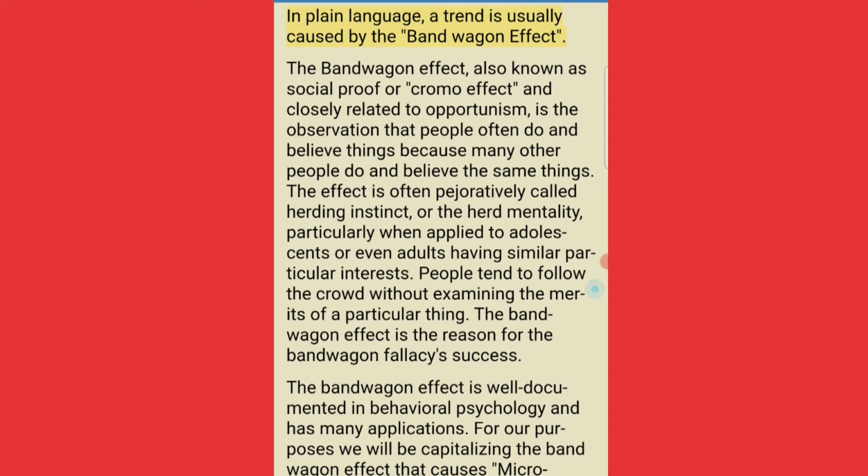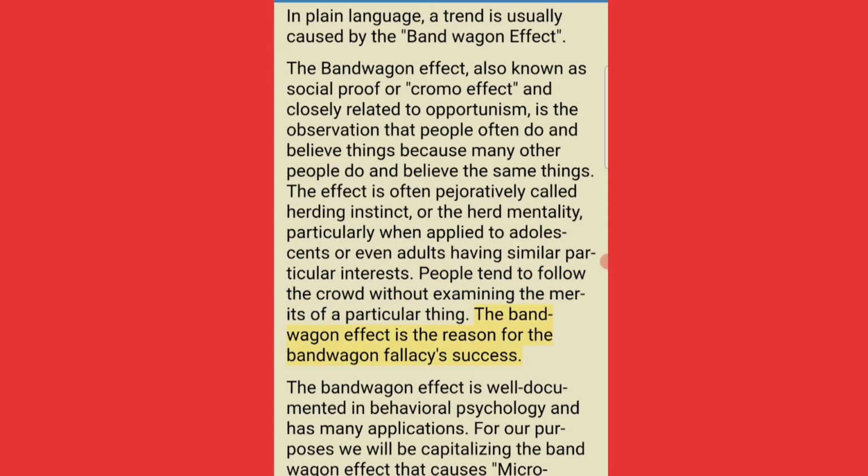In plain language, a trend is usually caused by the bandwagon effect. The bandwagon effect, also known as social proof or chromo effect, and closely related to opportunism, is the observation that people often do and believe things because many other people do and believe the same things. The effect is often pejoratively called herding instinct, or the herd mentality, particularly when applied to adolescents or even adults having similar particular interests. People tend to follow the crowd without examining the merits of a particular thing.